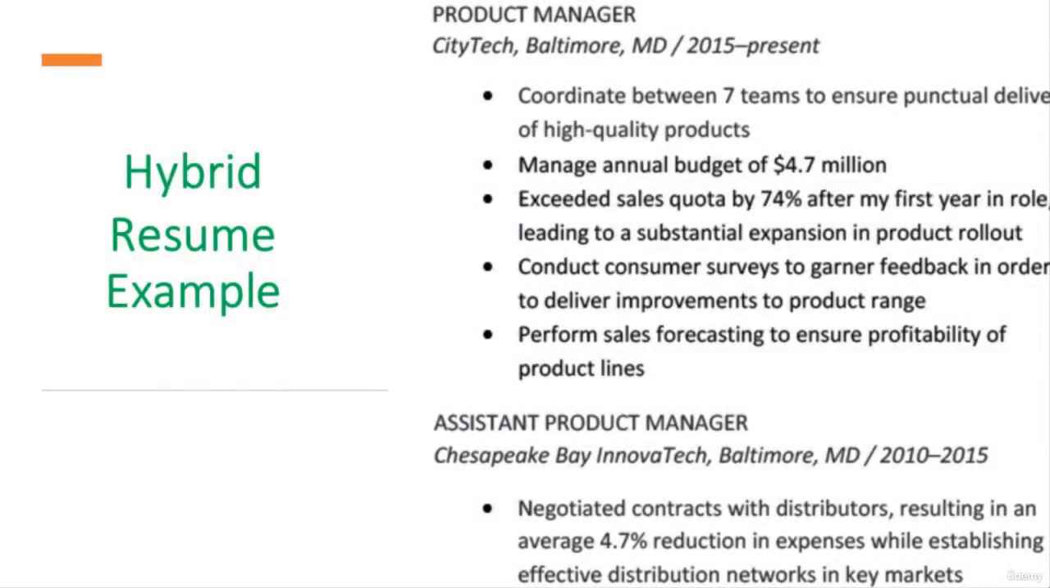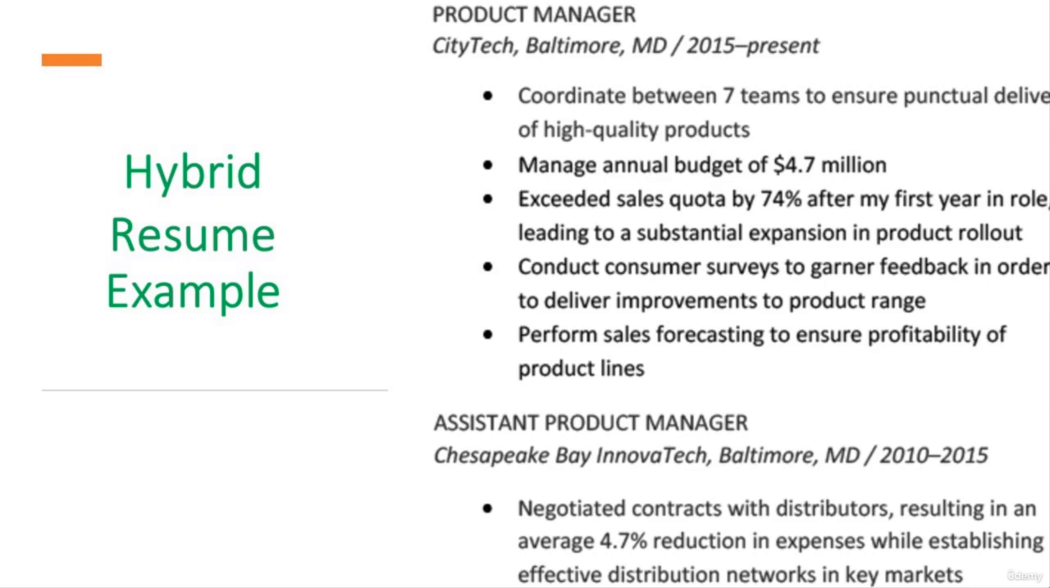Here's an example of that hybrid resume example. For a product manager, for example, and why I think this works so well, right? They're a product manager. It shows that they work for the City Tech company with their location, and they're currently employed because it says to present and how long they've been there. And then it shows some things they've done. They've coordinated teams. They managed a budget of $7.4 million. Hey, they exceeded their sales quota by 74% after their first year. Well, that really stands out.